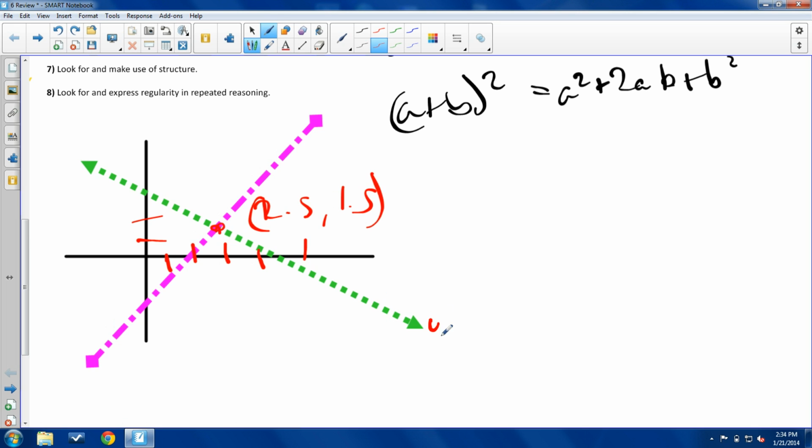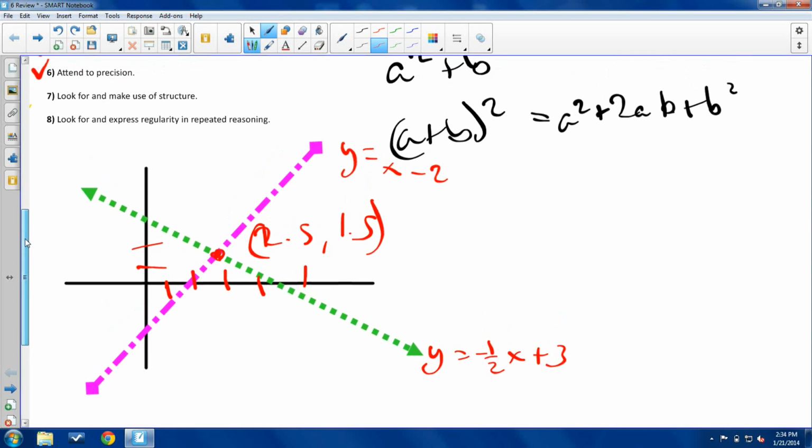These must have equations somewhere. Y equals negative 1/2 x plus 3, and y equals x minus 2, right? How do you figure out that x and y? Set these guys equal to each other. Use actual math, and then you figure out what that thing is. Now, who knows what that is in the end, but, so hopefully that makes sense.